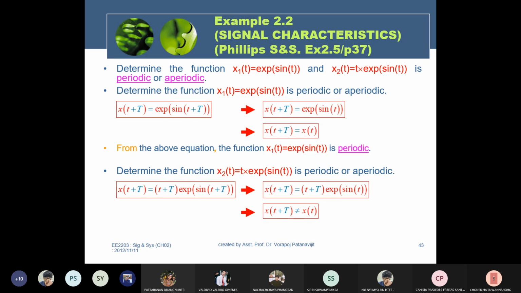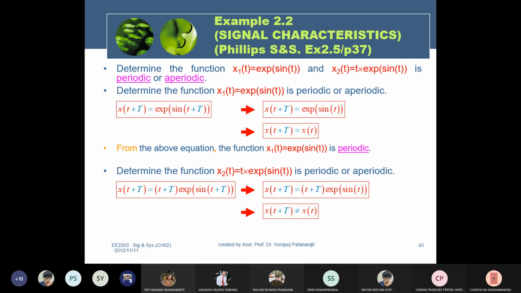But here, it's not. t plus T is not equal to t, right? Therefore, it's still whole. Therefore, when you simplify here, this thing equal to this or not? No, right? You cannot simplify it. Therefore, in this case, this signal is aperiodic.